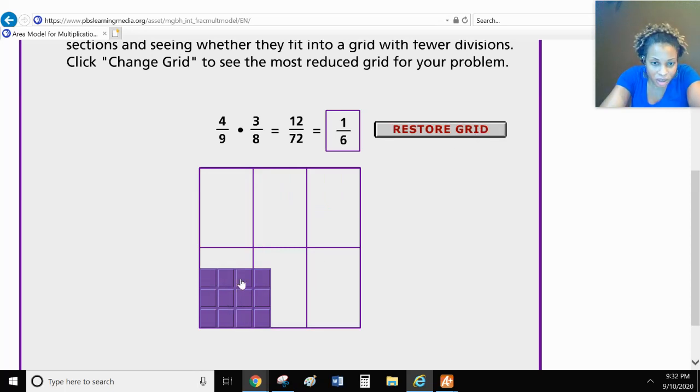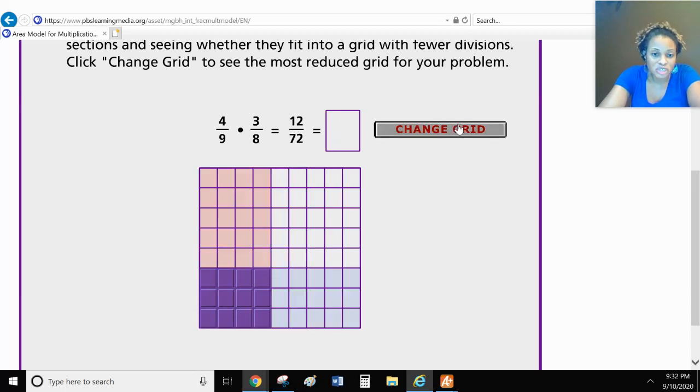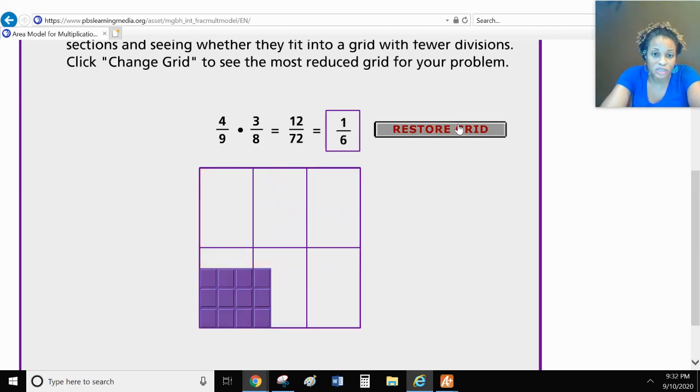So if we took all these purple boxes, if I took this row and stacked it here, then 1 out of 6 would be shaded. So just to show that again, how they took the 72 and they simplified that. It's the same space, but it just looks different. So 1 out of 6.